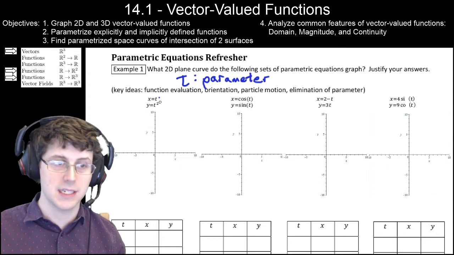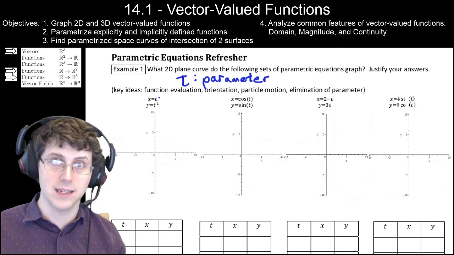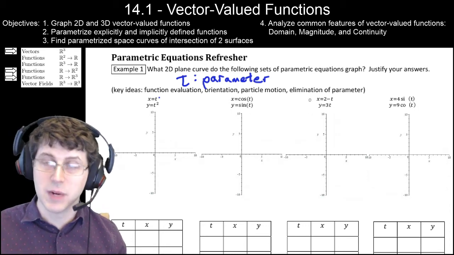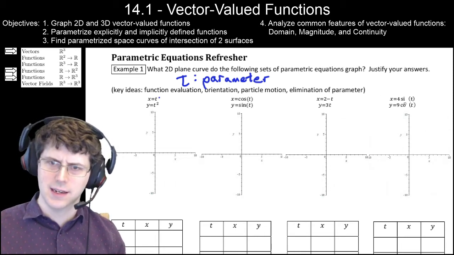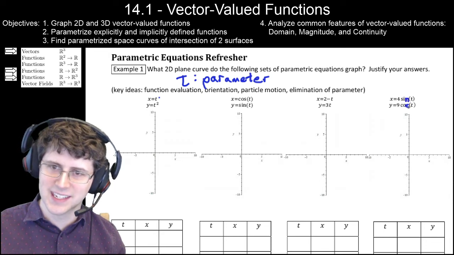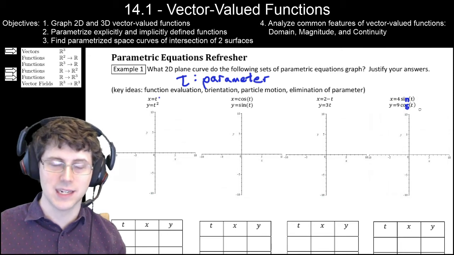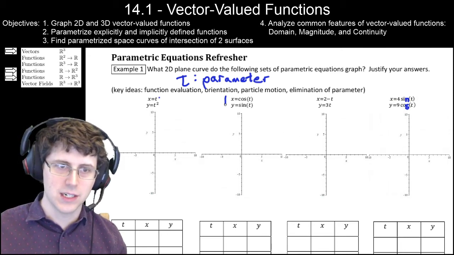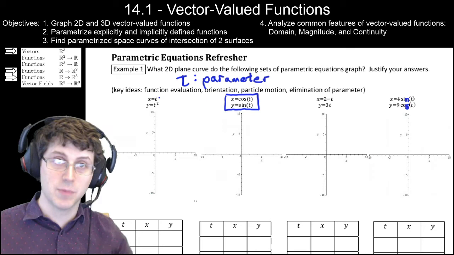So this is x equals t, y equals t squared. This one is a set of parametric equations. x equals cosine t, y equals sine t. This is a set of parametric equations. x equals 2 minus t, y equals 3t. And this is a set of parametric equations that's missing some letters. Let's fill these in. So this is x equals 4 sine t, y equals 9 cosine t. A set of equations that have the input of a parameter, t, and their output is a point. That's a set of parametric equations.